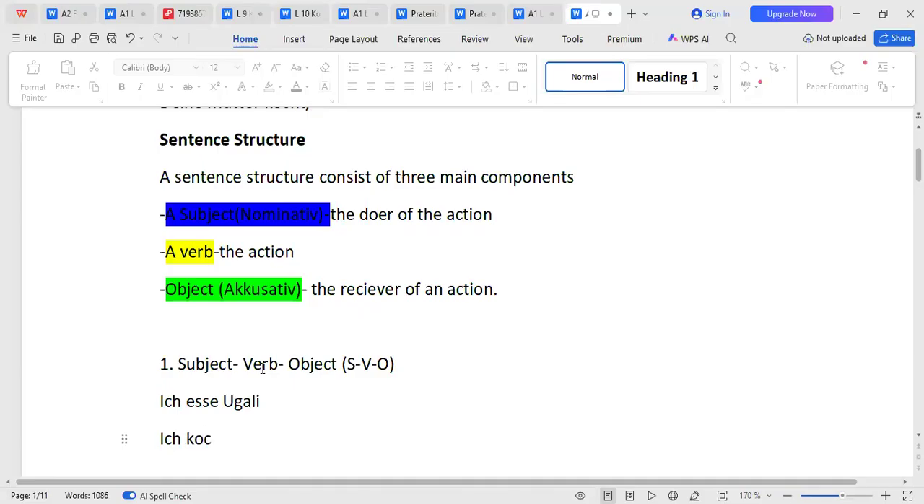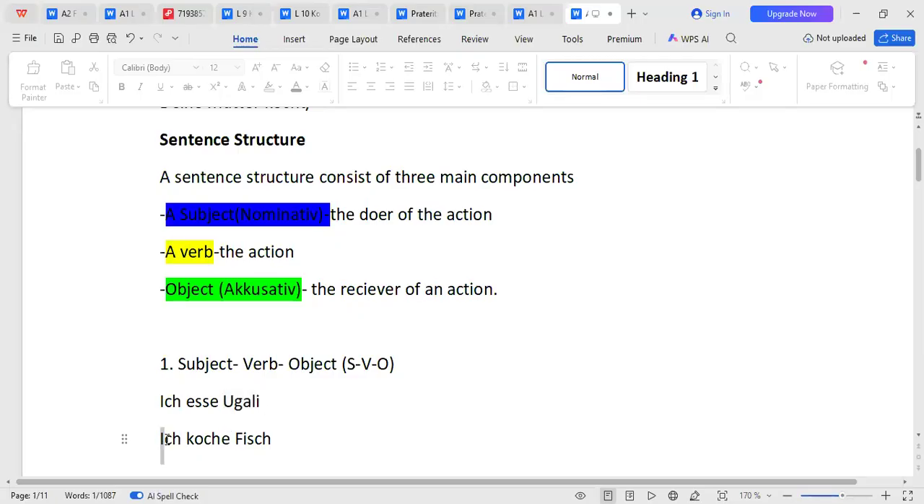Ich koche fish. Fish is just fish. So, subject, verb, and object, the SVO. Ich, subject. Esse is the verb, essen, eating. Ugali is the object, the SVO.